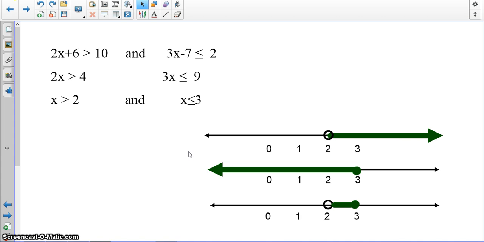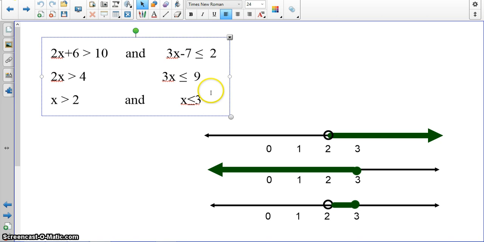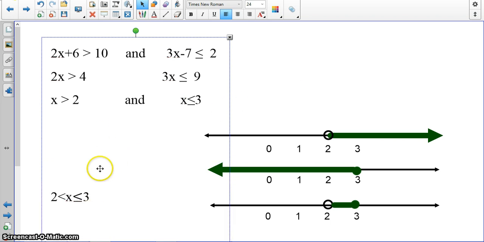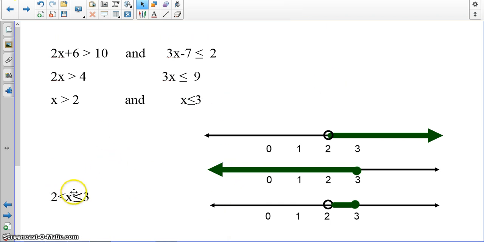Another way of writing that, by the way, is what I did today at the end of the class. It's the same thing. Let me type it in. 2 is less than x is, and I'll just copy and paste from over here, less than or equal to 3. So another way of writing this is the compound inequality that I showed today in class. That is, 2 is less than x is less than or equal to 3. That's what this number line is saying here.